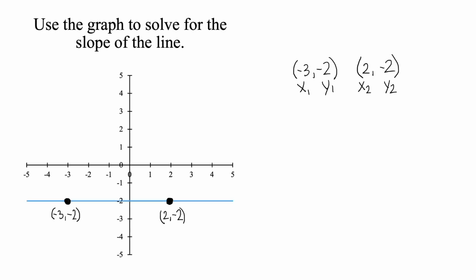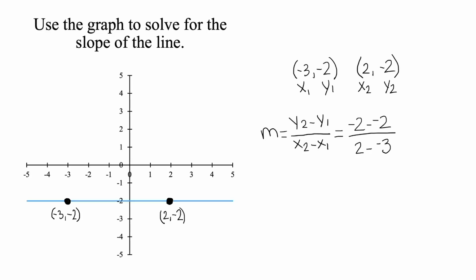Then, substitute the x and y values into the slope formula. The slope formula is the change in y divided by the change in x. Slope equals y sub 2 subtract y sub 1, divided by x sub 2 subtract x sub 1. The slope of this line equals -2 subtract -2, divided by 2 subtract -3.